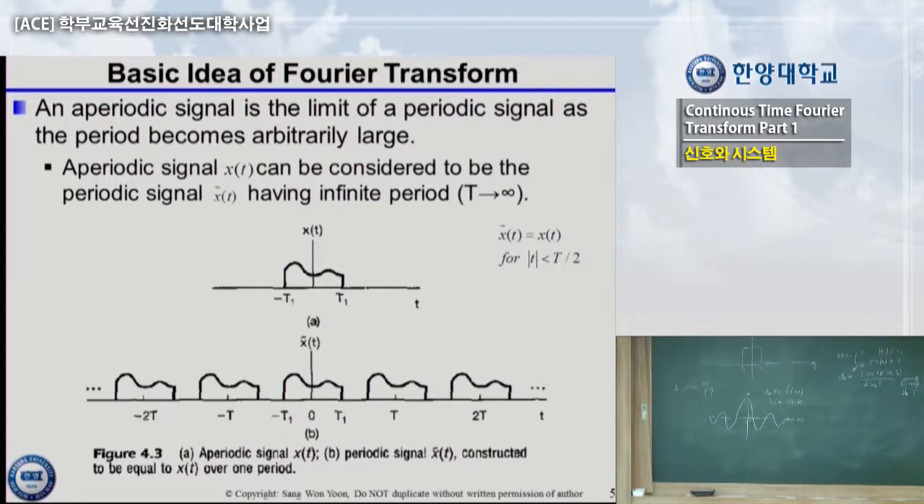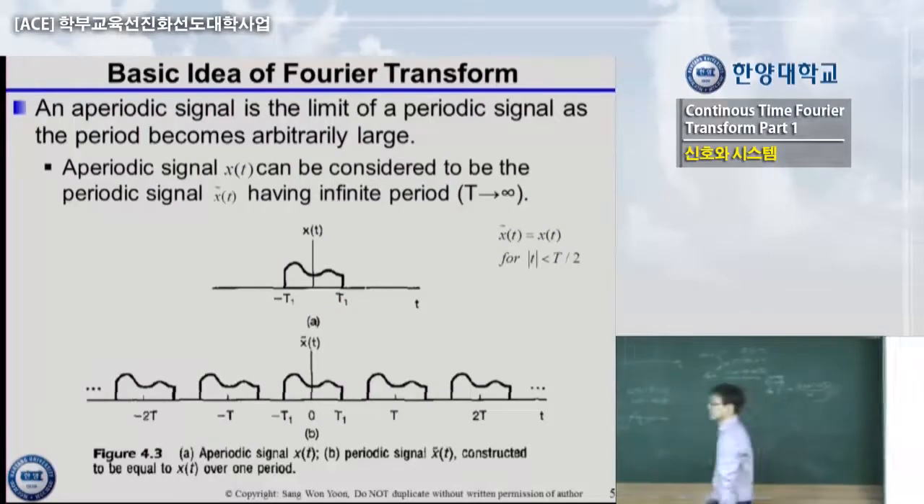A non-periodic signal x, in figure A, can be considered as a periodic signal x tilde having an infinite period. We can think of it this way. Please note that x and x tilde are equal in the basic period. In this period they are the same; other than that, they are different. So we try to use those two claims.